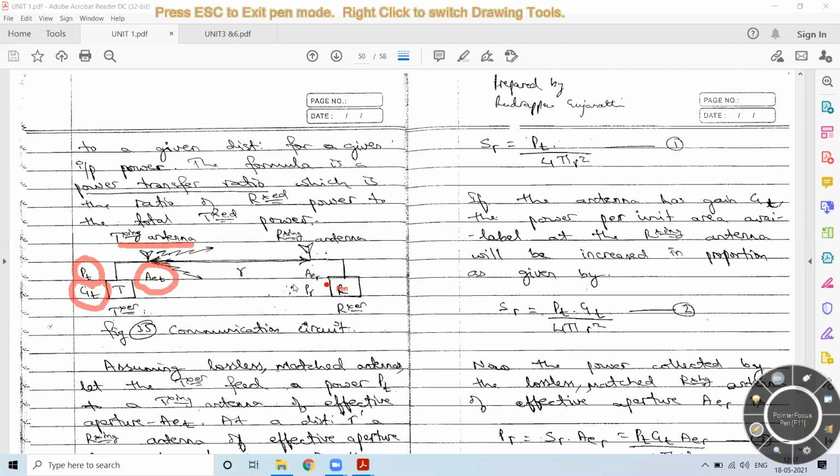Similarly, consider an antenna at a distance R from the transmitting antenna, so the distance between the transmitting and receiving antenna is R. This antenna has the parameters AER, the effective aperture of the receiving antenna, and PR, the received power, and on this side we can consider the gain and other parameters. These are the important parameters when dealing with the Friis transmission equation.